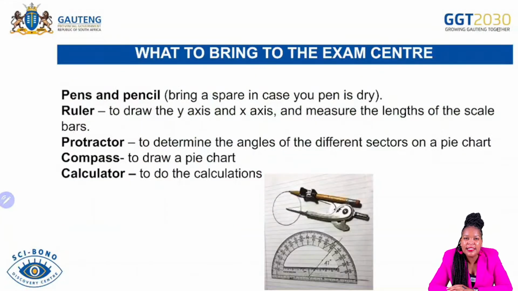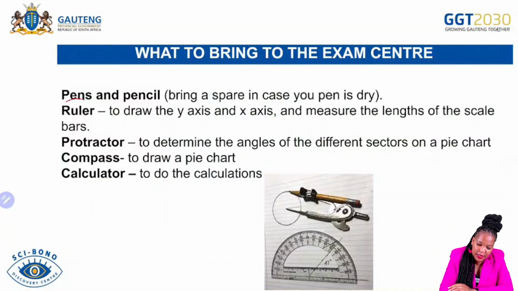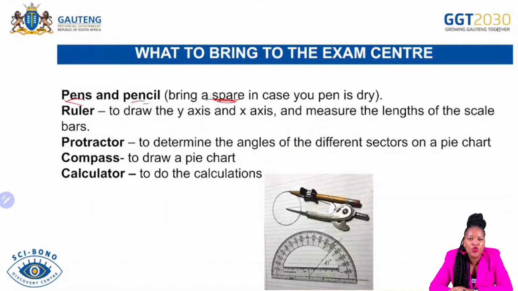Then what is it that you need to bring to the exam when you are writing? First, you need to bring a pencil and a pen. Right, a pen and a pencil. You need to bring a spare in case your pen is dry or is cold or something. Anything can happen, so you can never rely on one pen. We don't want you to be panicking, we want you to be calm. Make sure that you have a spare pen in case of that event.